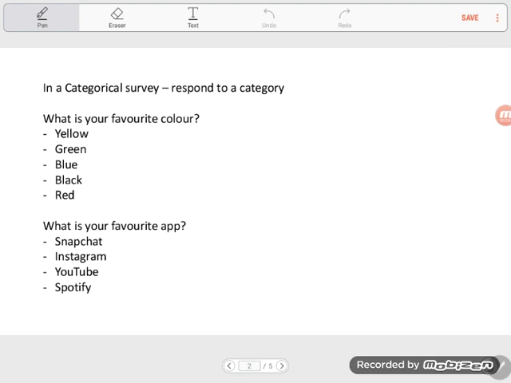So categorical data, well, if you were completing a survey on this data type, categorical data, you'd be responding to a category, such as what is your favourite colour? And if your favourite colour was green, you would circle that and you'd be in the category of people that like green the best. Same as if you were choosing your favourite app from this list, you might say, I like Spotify the best. So you're responding to a category.